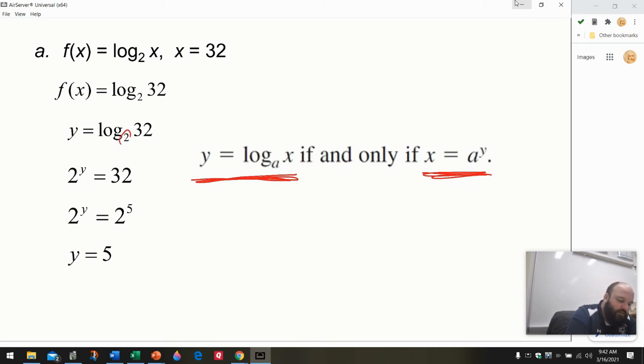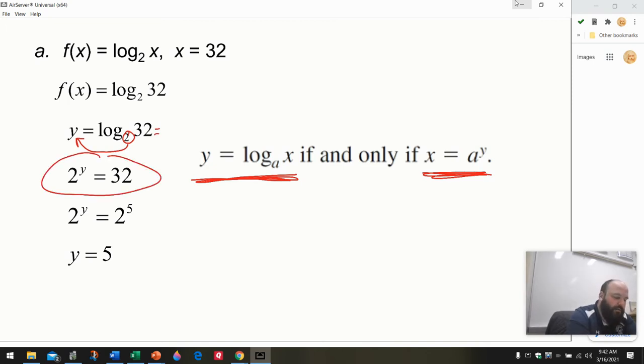So we end up with 2 to the y is equal to 32, and that's what we have right here. 2 to the y is equal to 32. That comes from what I have underlined when you go from logarithmic form to exponential form. One more time, take the base of the log to this power equals 32. So 2 to the y equals 32.